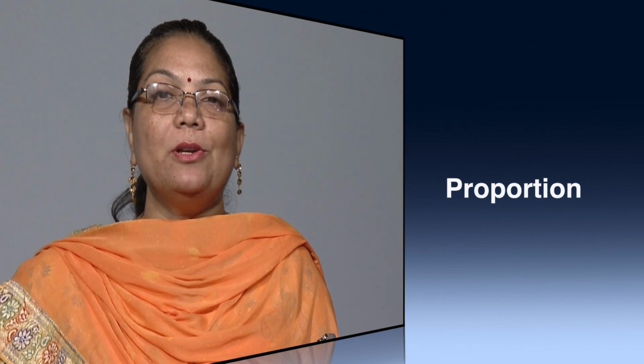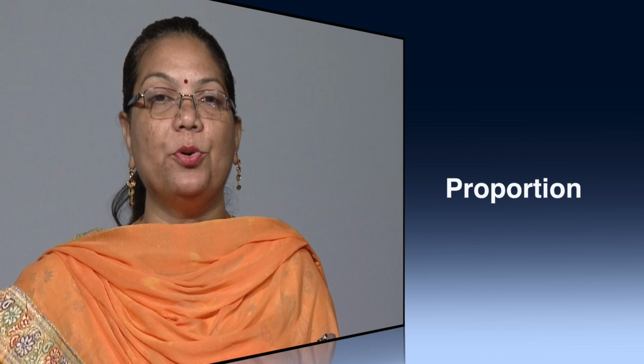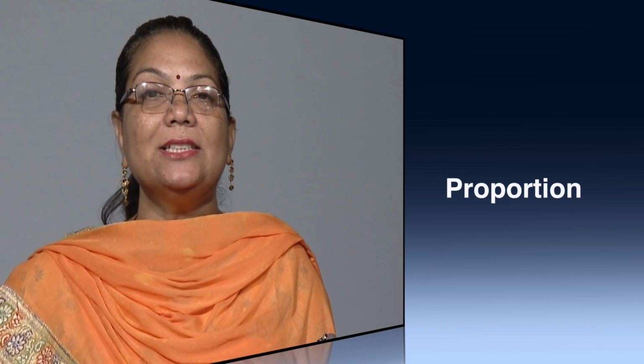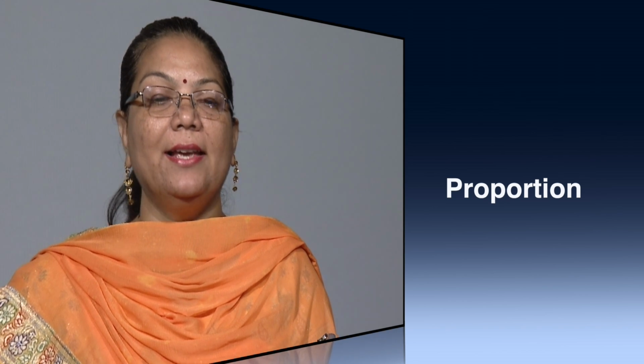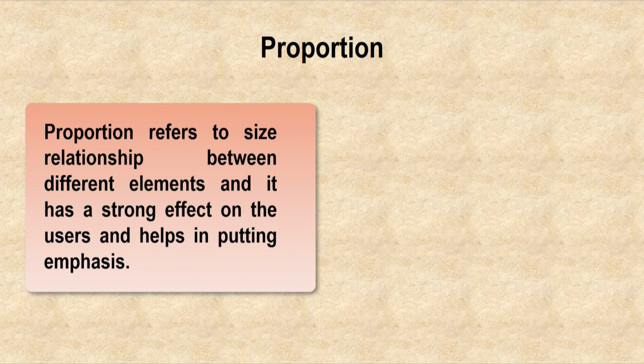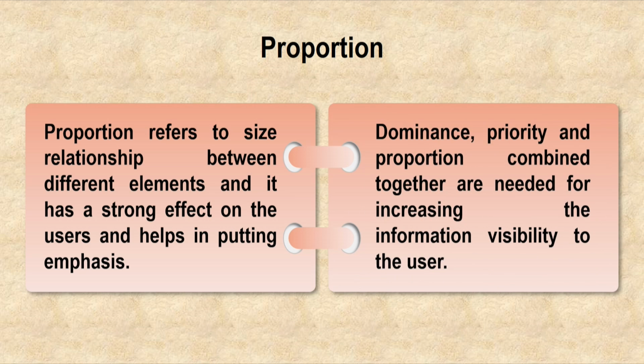The next principle of graphic designing is related to proportion. How much proportion is to be allocated to different graphical elements. Proportion refers to size relationship between different elements, and it has a strong effect on the users and helps in putting the emphasis on certain elements. Dominance, priority and proportion: if we combine all these three things, then we can create an overall design with better impact. And it also gives more visibility to certain graphic elements.